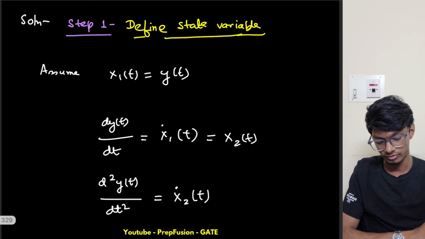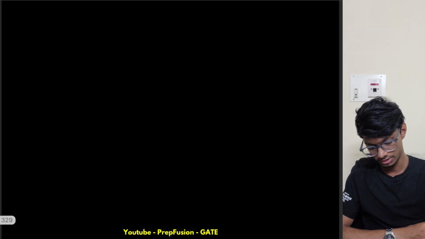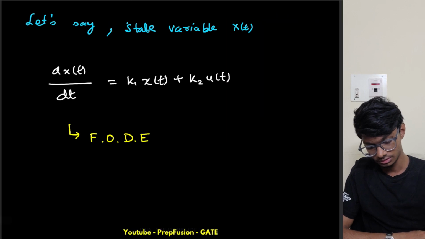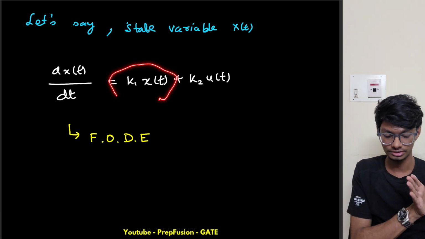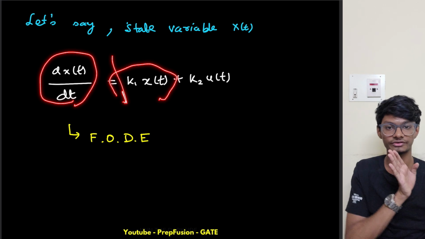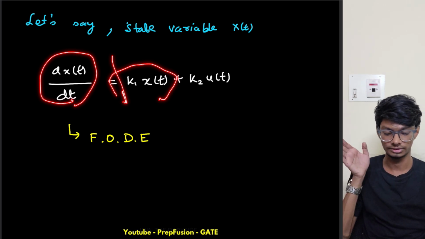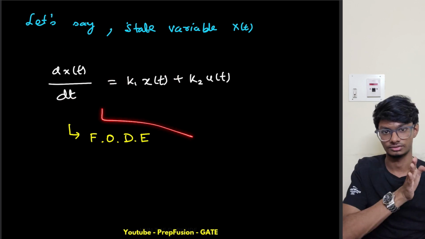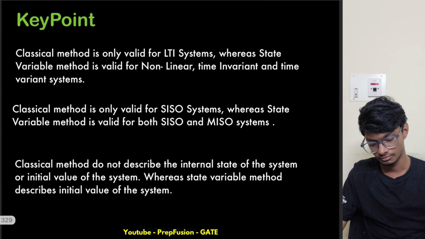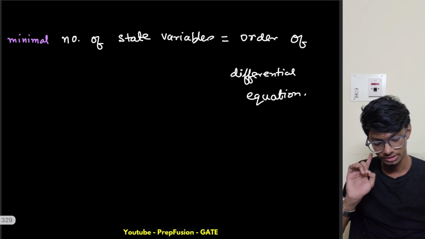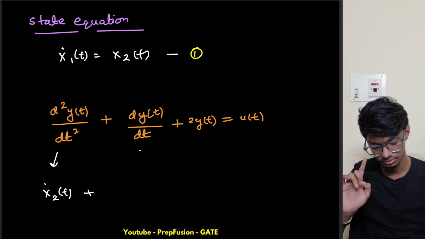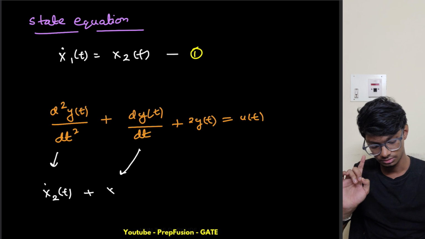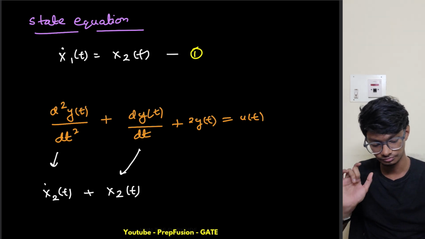Why? Because I have to find the relation like this. Okay, state equation relation, right? There shouldn't be any differentiation term on this right hand side. Only one differentiation term will be on the left. There will be only state variables on the right hand side. Okay, so I won't write here x1 dot. What I will write is x2, because this is equal to x2.